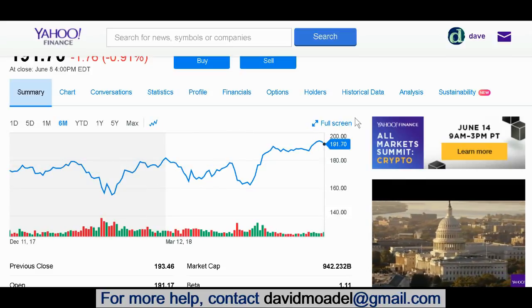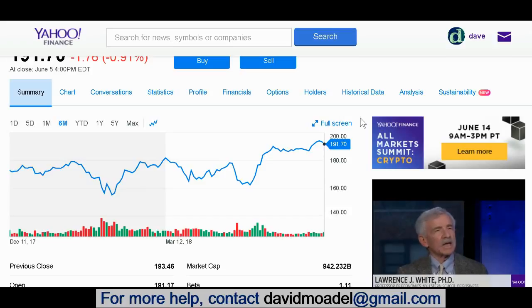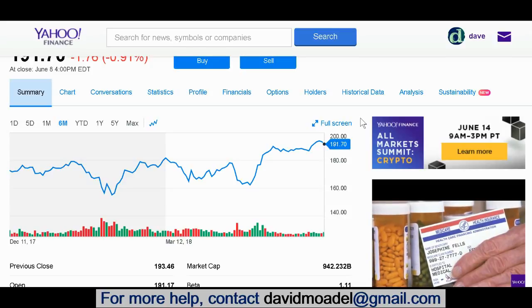So this was a quick introduction on how to read a stock chart. There's a lot more to learn, of course, but I think this will help to demystify the chart and to make it a little bit more understandable for you.